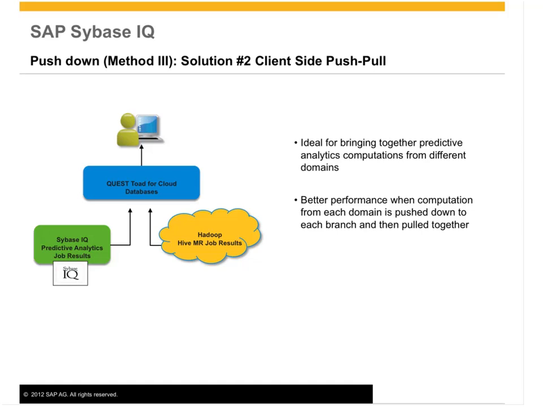So in this case, a client-side federation where you bring partial analysis from Hadoop and partial analysis from IQ into a front-end tool. In this case, we have given an example of Quest Toad for Cloud that is able to bring together predictive analysis from both platforms, let's say structured in IQ and unstructured in Hadoop, brought together at the client level. Obviously, this makes lots of sense if the processing is already done in IQ and in Hadoop, and you're just bringing together the results, because it doesn't make sense to push too much data from either of these sources to the client side.